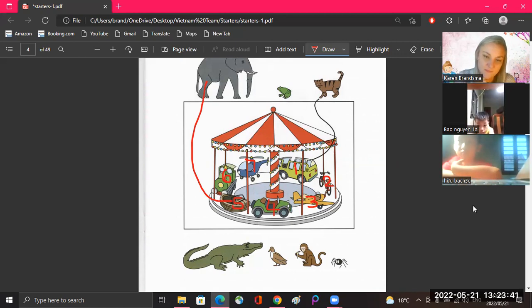Two. Put the spider on the bicycle. Sorry, what? The spider is on the bicycle.